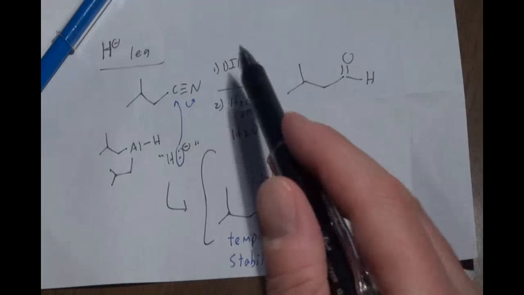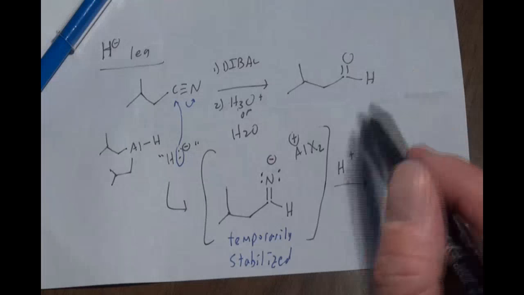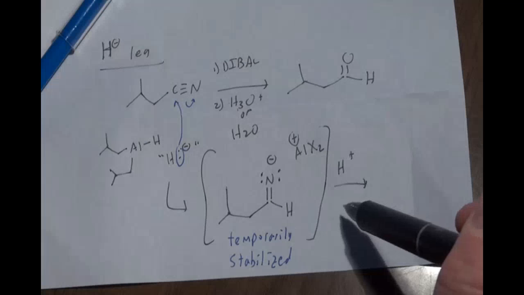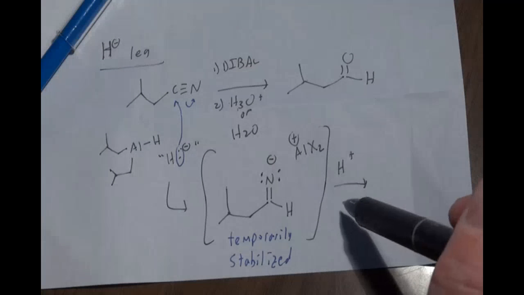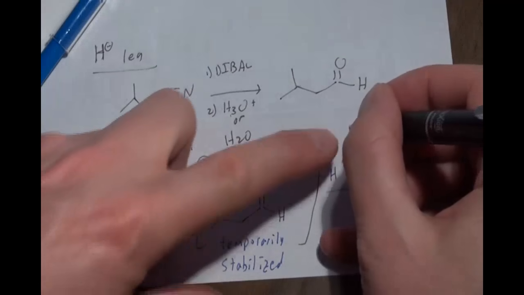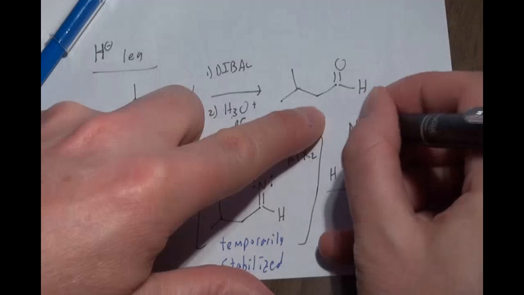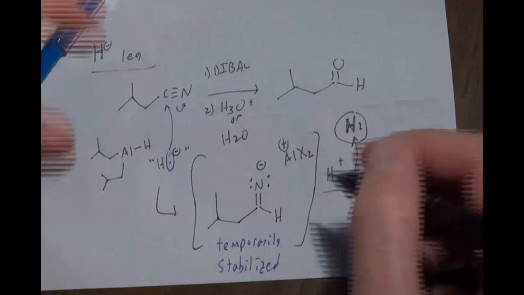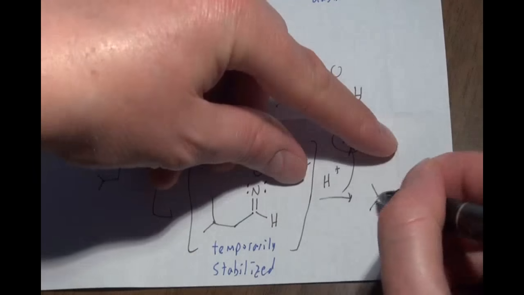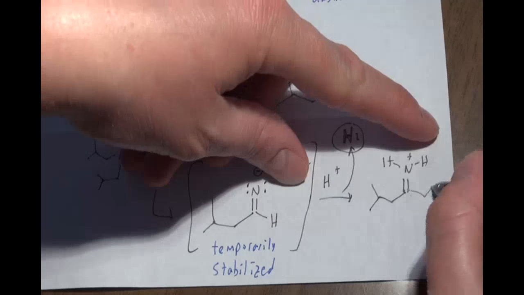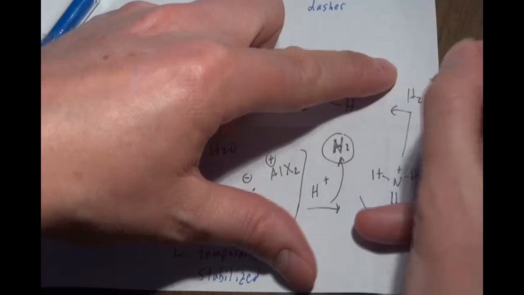The acid or water will destroy the remaining reducing agent. So any excess H minus you've got will get destroyed when we add protons or acid. This destroys the reducing agent. It makes H2, degrades and makes H2. But then your molecule is going to protonate a couple of times, and then water attacks.